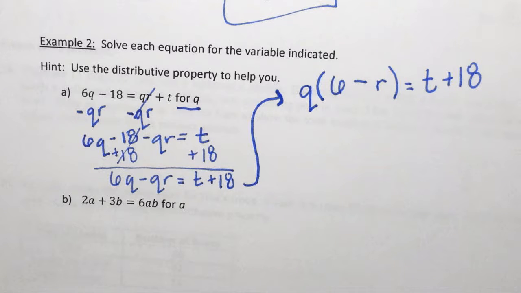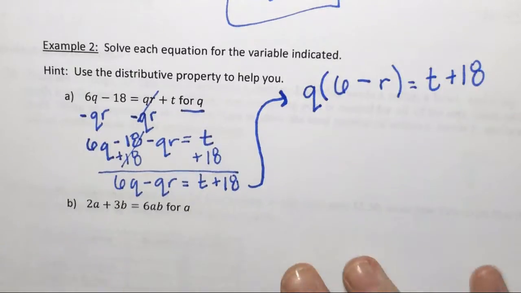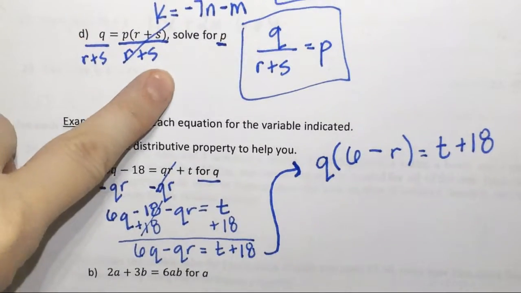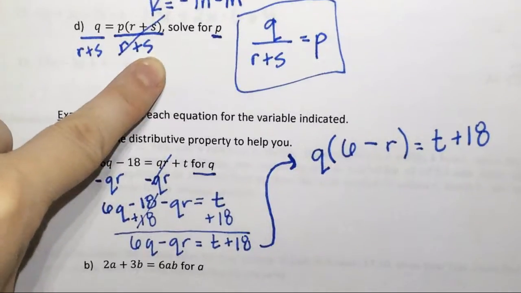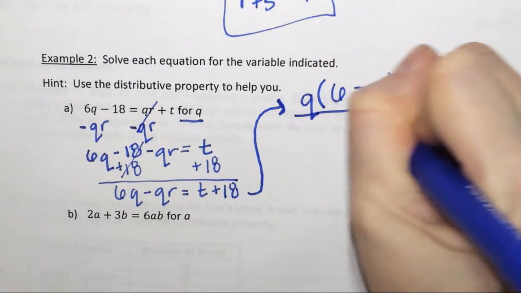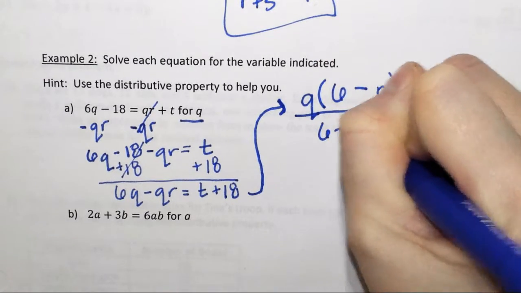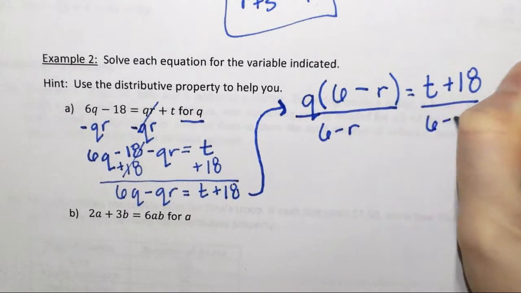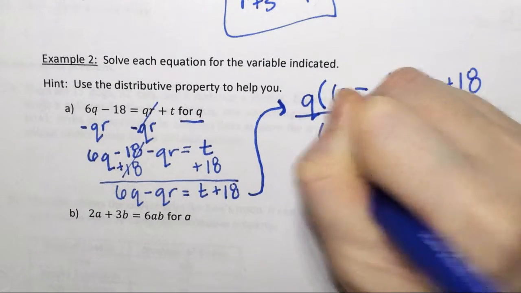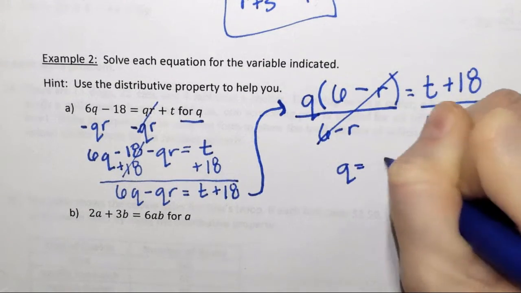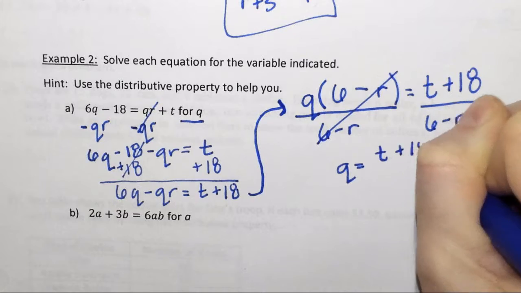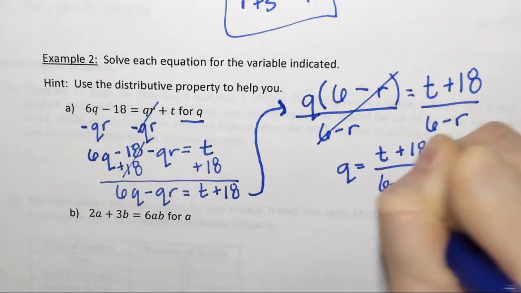Any ideas what I'm going to do to finish this? Good. Xander said it. I'm going to divide by 6 minus r. Okay, it's just like D. Remember when we divided by r plus s? It's the same kind of thing. I'm going to divide by 6 minus r. So these cancel. Q is equal to T plus 18 over 6 minus r.